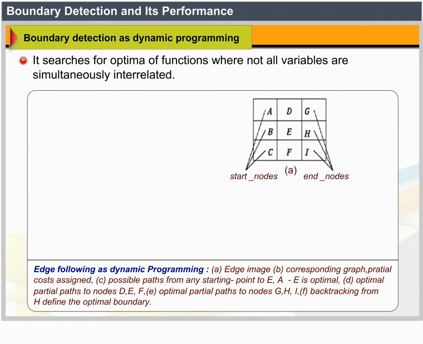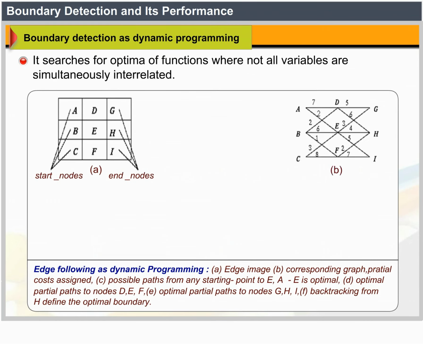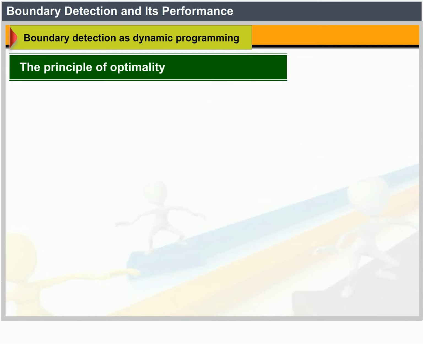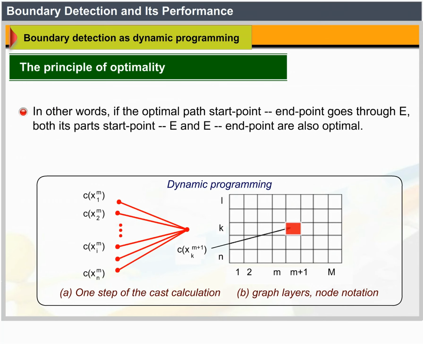The representations in the figure show edge following as dynamic programming. The main idea of the principle of optimality is, whatever the path to the node E was, there exists an optimal path between E and the endpoint. In other words, if the optimal path from start point to end point goes through E, then both its paths are also optimal. The figure shows the dynamic programming.